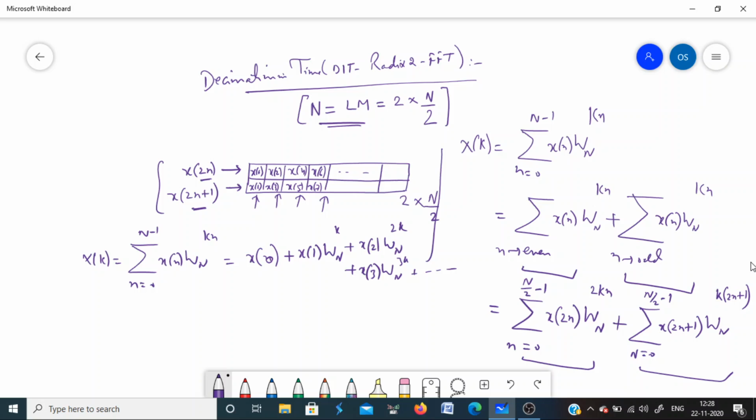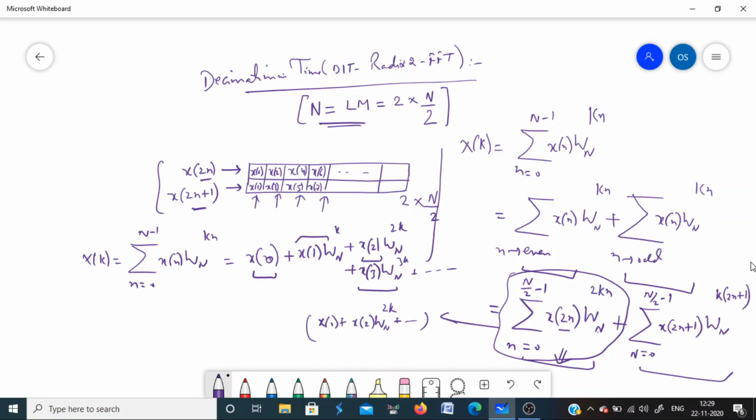So what I have done simply is I have combined the even samples in one series and the odd samples, x1, x3, x5 and other samples. So if I expand this equation, I will get the even samples. It means when n is 0, you will get x0 here. If you expand this series, when n is 0, you will get x0, plus when n is 1, you will get x2 W_N to the power 2k, because n is 1. When n is 2, you will get x4 W_N to the power 4k, and so on.